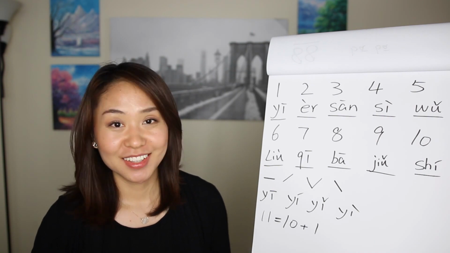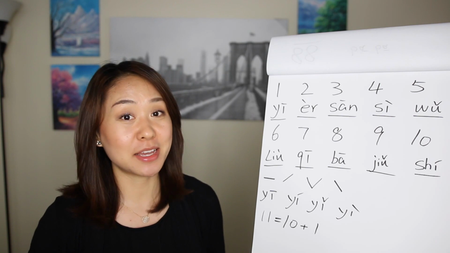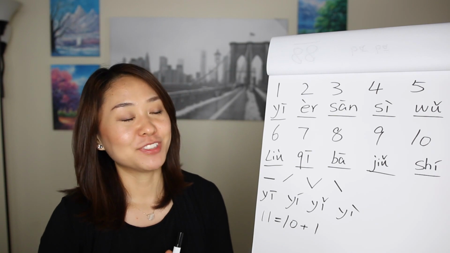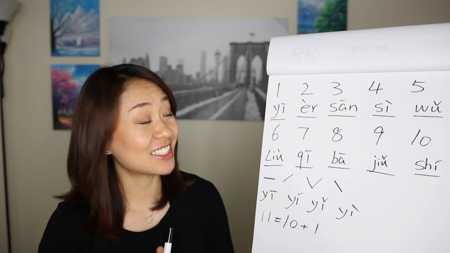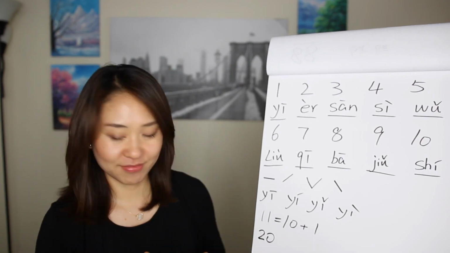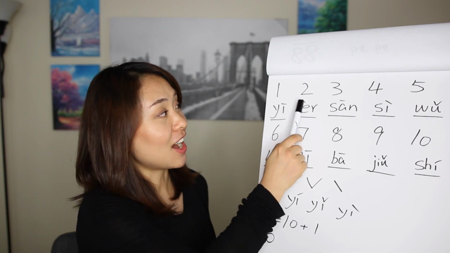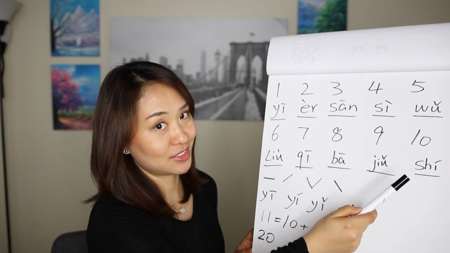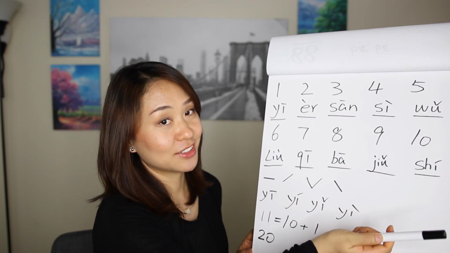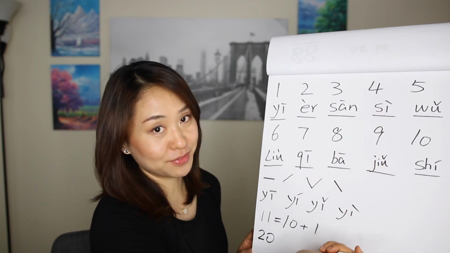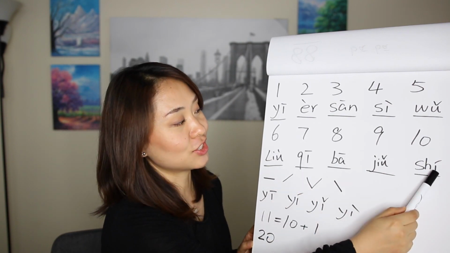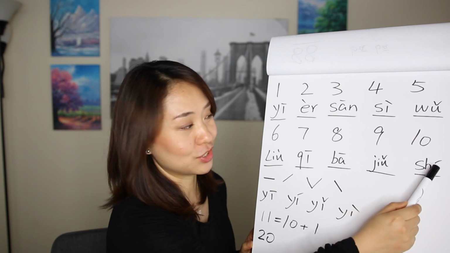What's 20? Some people may say, oh, 20, 10 plus 10, so it will be 10, right? No. Sorry, it's not 10. Okay, so 20, we say 2 tenths. 20 is 20. 30, 40, 50, 60, 70, 80, 90.